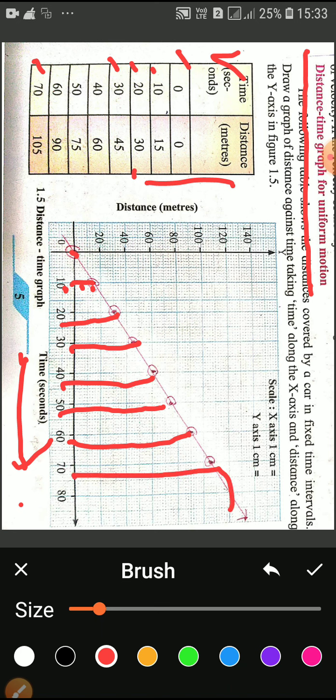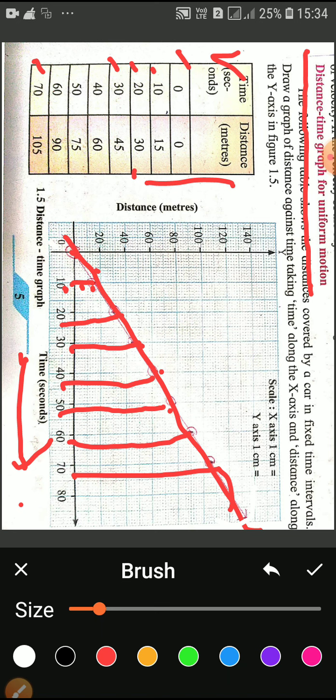So if we mark these points and draw a line passing through them, you will see this line graph is a straight line, which passes through the origin, from 0. So the nature of the graph is a straight line. If the graph is a straight line passing through the origin, then we must be clear that the motion is a uniform motion of the object.